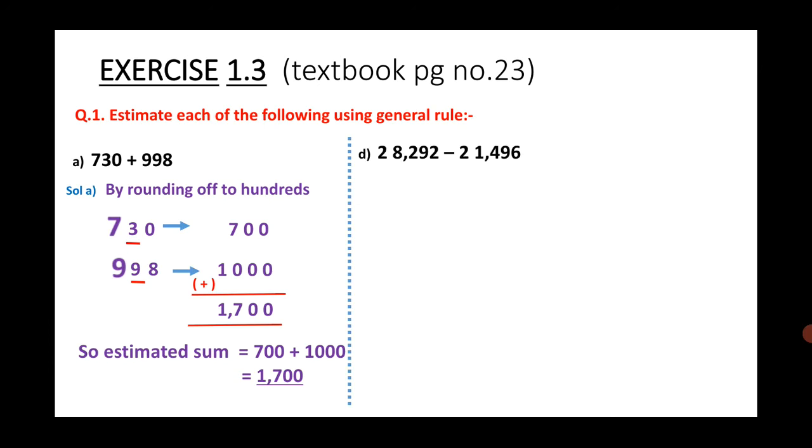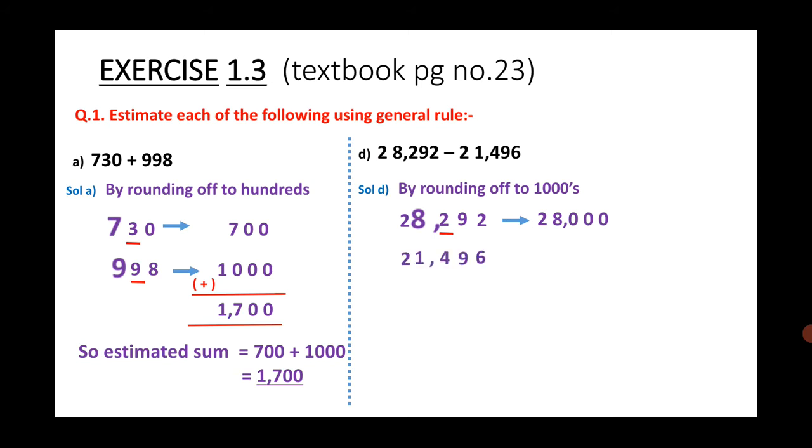Next is 28292 minus 21496, by rounding off to the nearest thousands. In this question, in the thousands place, it is ones, tens, 100 and 1000. So 8 is in the thousands place, and to the right of 8 I have 2, and 2 is smaller than 5. So I'm not going to add anything to this 8. Simply my number will become 28000.